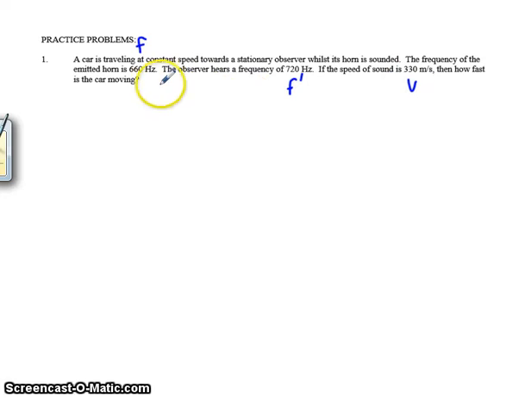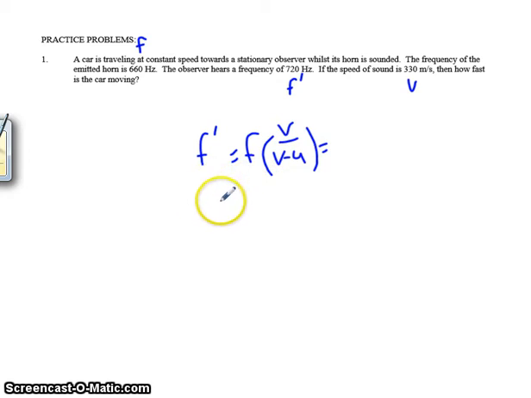So the hard part about this is just determining which form of the equations we want to use. So we've already established we have a moving source. So our equation is F prime equals F, and we have V over V minus plus U. Since we are moving toward, we're going to use the minus sign for U, and now it's just an issue of plugging in the values given. So if I solve for, we're looking for U here, how fast is the car moving?